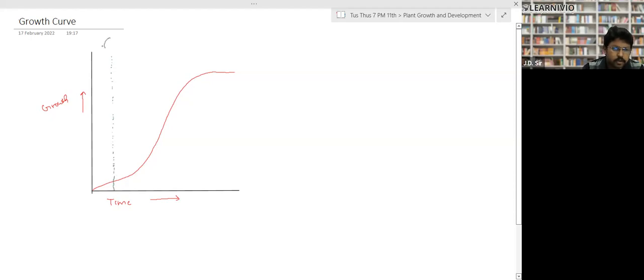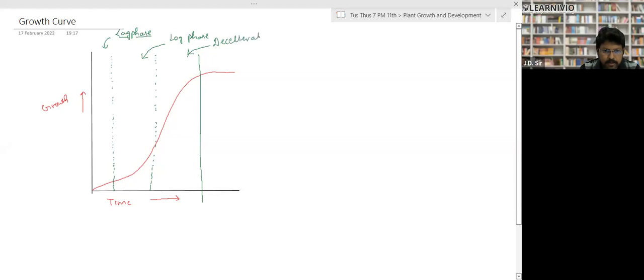This part of the graph shows the lag phase. This part shows the log phase. This is called the decelerating phase, meaning decreasing growth. And then this is the stationary phase.